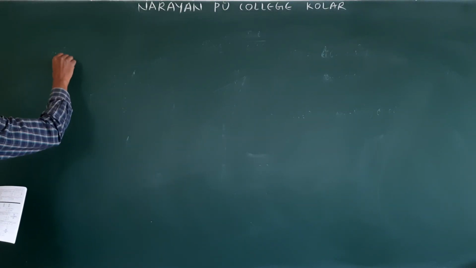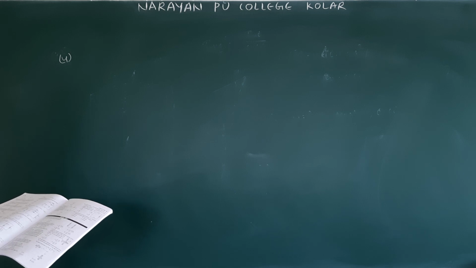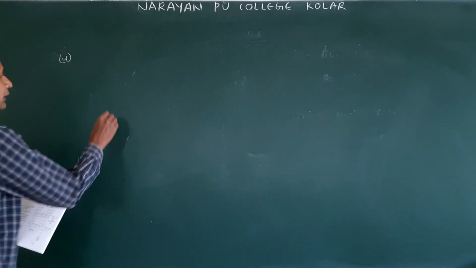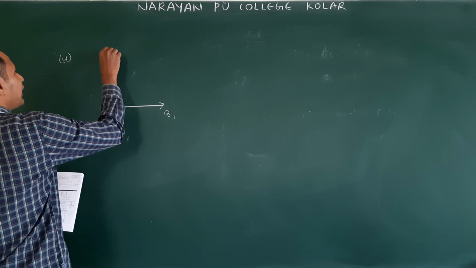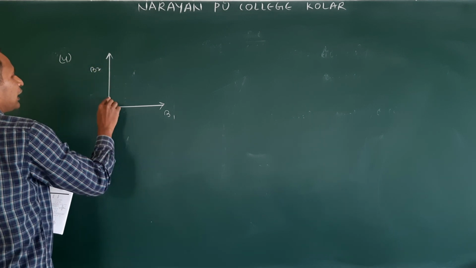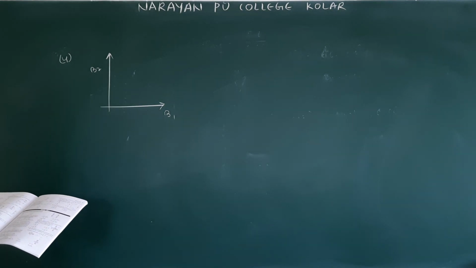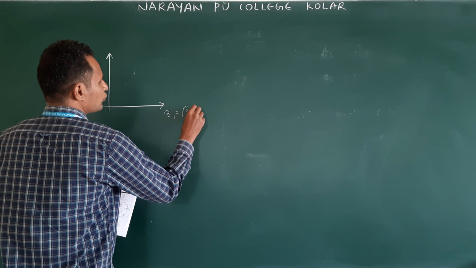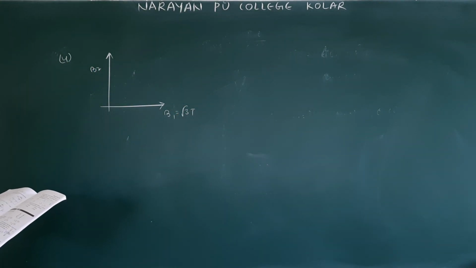Fourth question. What is given? A magnetic dipole is acted upon by two magnetic fields which are inclined to each other at an angle of 90 degrees. Let us say this is one magnetic field B1, this is another magnetic field B2. Angle between them is 90. Clear? One of the fields is given as root 3. Let us say B1 is root 3 Tesla. In these two combined fields, one dipole is placed.